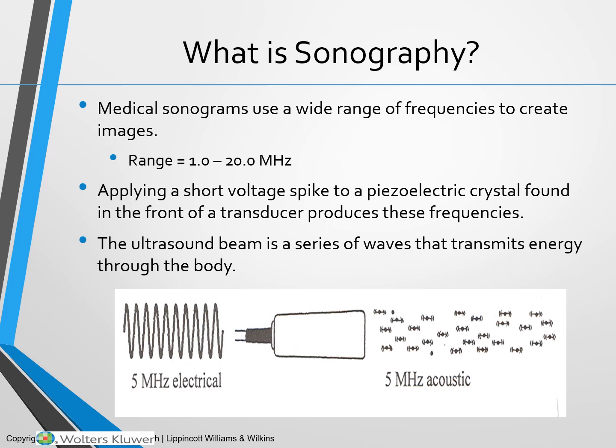Medical sonograms use a wide range of frequencies to create the ultrasound images. The range for this is typically anywhere from 1 to 20 megahertz. Applying a short voltage spike to a piezoelectric crystal found in the front of the transducer will produce these frequencies. The ultrasound beam then is a series of waves that transmits energy throughout the body. You can see in the image, we have an electrical spike which vibrates the transducer and ultimately puts out the acoustic energy or sound waves that will travel through the patient's body.